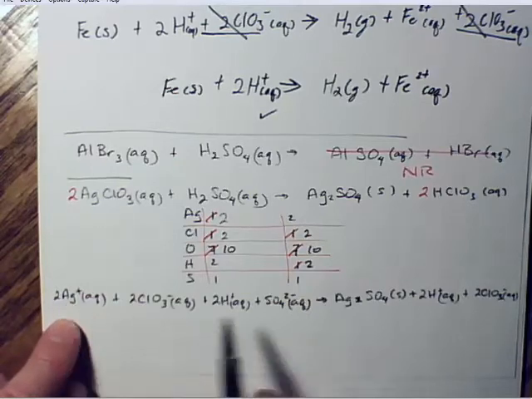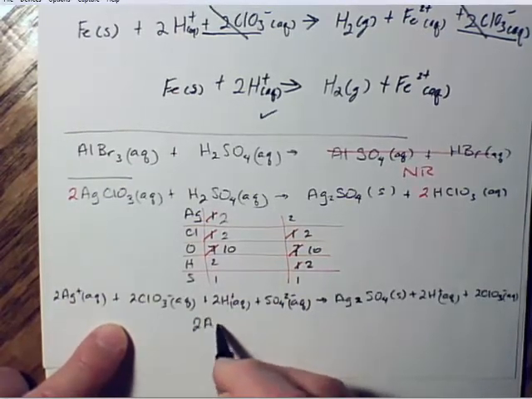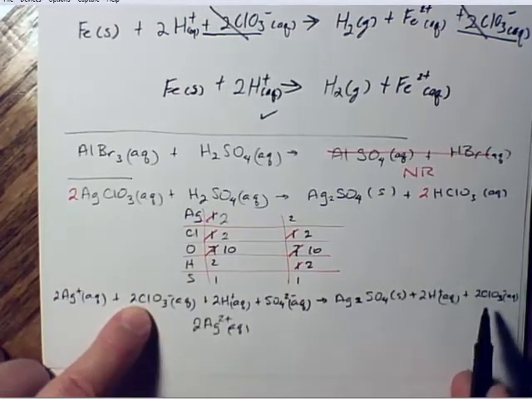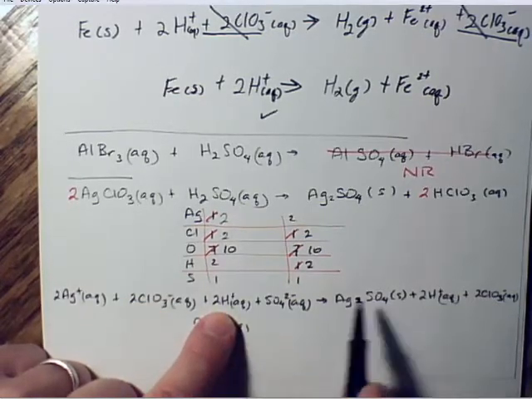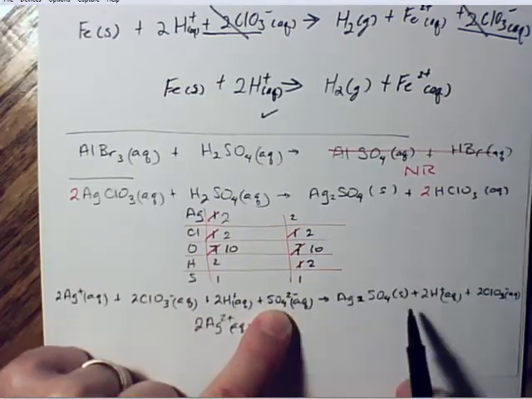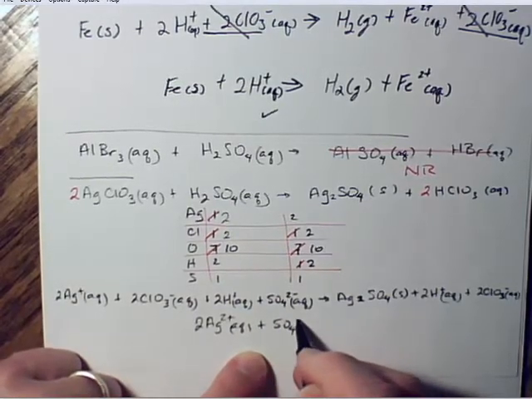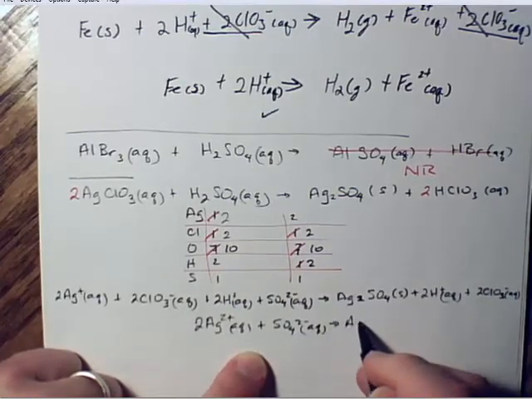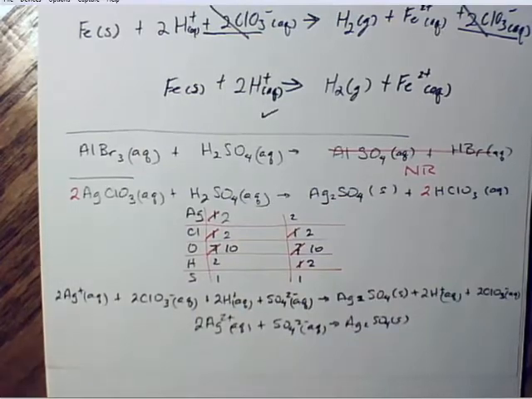So the silver changes from a silver ion to the silver compound. We're going to keep the silver. The chloride ions don't change. They're exactly the same on both sides. We're not going to keep those. The hydrogen ions don't change. They're exactly the same on both sides. We don't keep those. The sulfate changes from this ion to this solid, so we're going to keep it. And there's the net ionic equation.